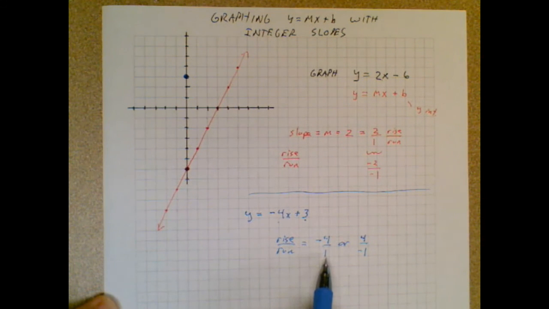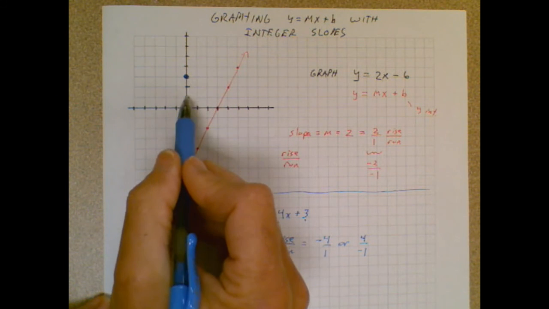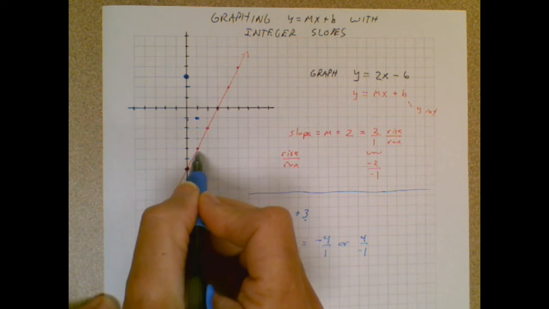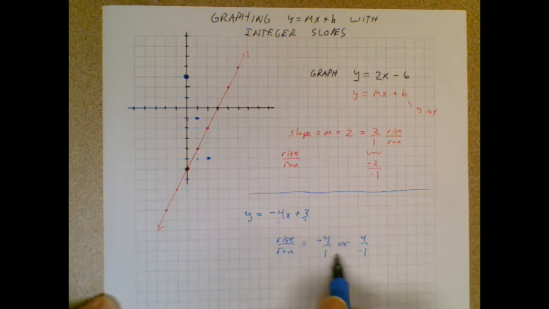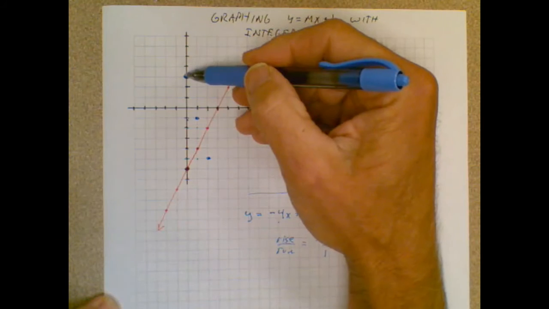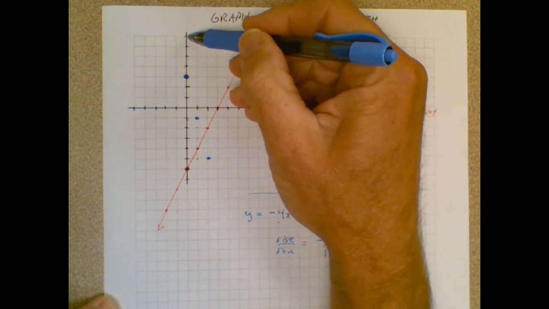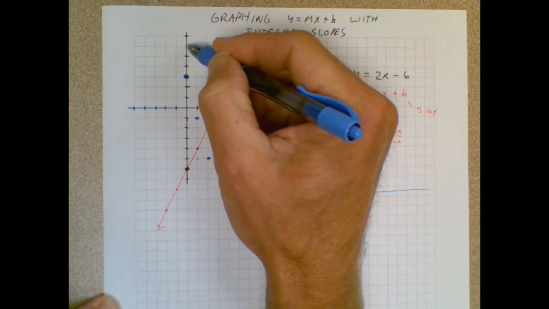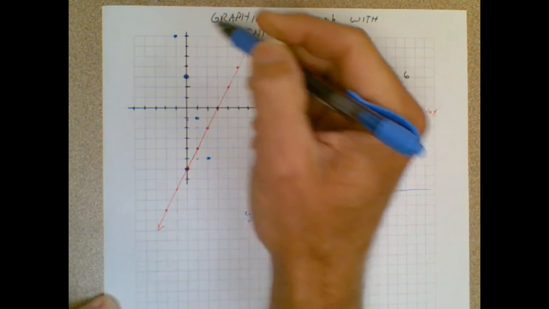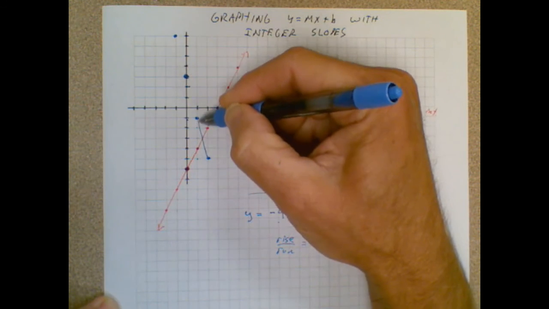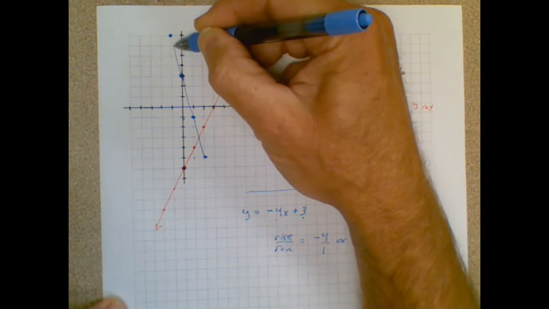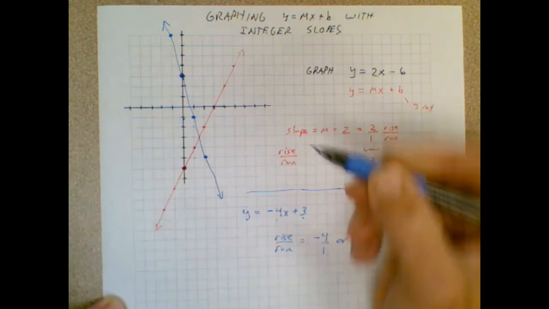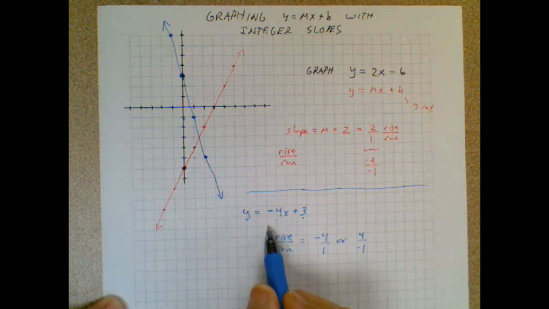If I use this, I go down 4, 1, 2, 3, 4, over 1. If I use this, I would go up 4, 1, 2, 3, 4, and then negative 1. All those dots would line up to give me my line, it's not so pretty, of y equals negative 4x plus 3.